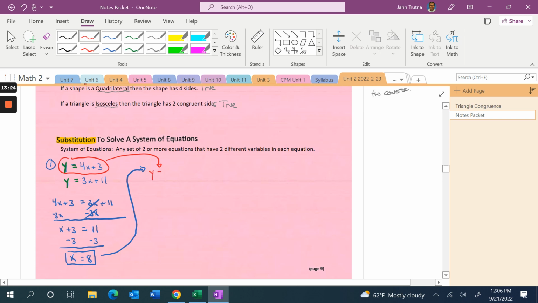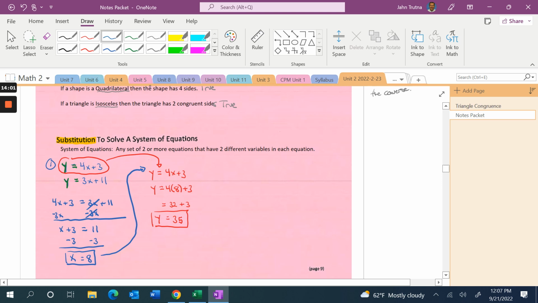So instead of y is equal to 4 times x plus 3, I get the equation y is equal to 4 times 8 plus 3. Notice I substituted in the place of x the value 8, because that's what x is equal to. 4 times 8 is 32. 32 plus 3 tells me that y is equal to 35. Okay, so for this example, example number 1, my x value is 8, my y value is 35.